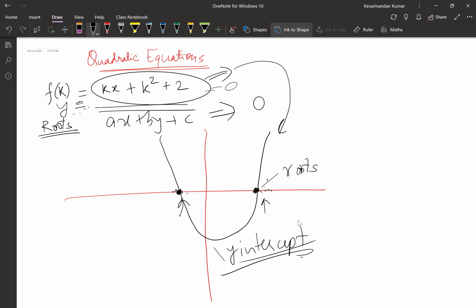So now is it clear why we use it only for equal to 0, and why not 5 or any other value? Anybody any doubt? Okay, then let's move forward.